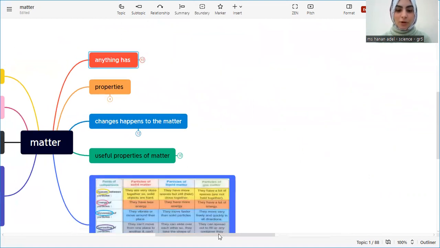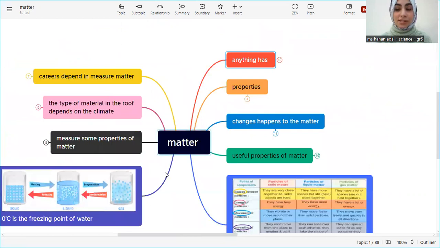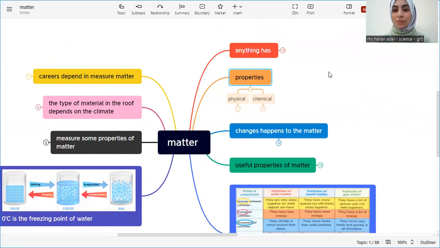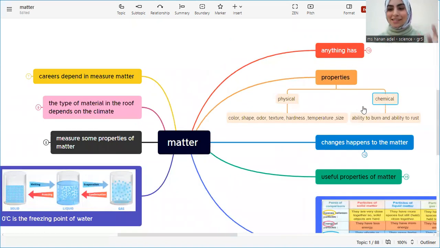The next point speaks about the properties of matter. If I need to describe any matter, like your laptop or your book, whatever, I can describe it using physical properties and chemical properties. What is the difference between them? Simply, the physical one describes the thing from outside, how it looks. You use your senses to describe it. So describing the color, for example, the shape, the odor, the texture, the hardness, is it soft or hard, and the temperature and the size.